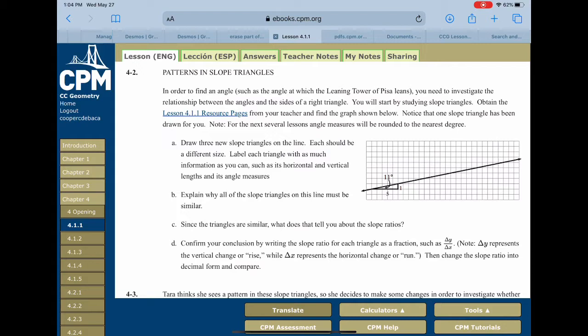So in order to find an angle like the one from the Leaning Tower of Pisa problem, we're going to study these slope triangles. And we're going to start by drawing 3 new slope triangles on this line. Now, how can you draw on something using your Chromebook?